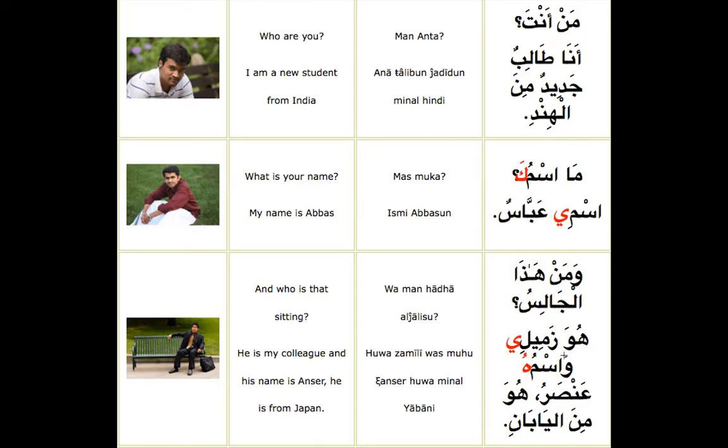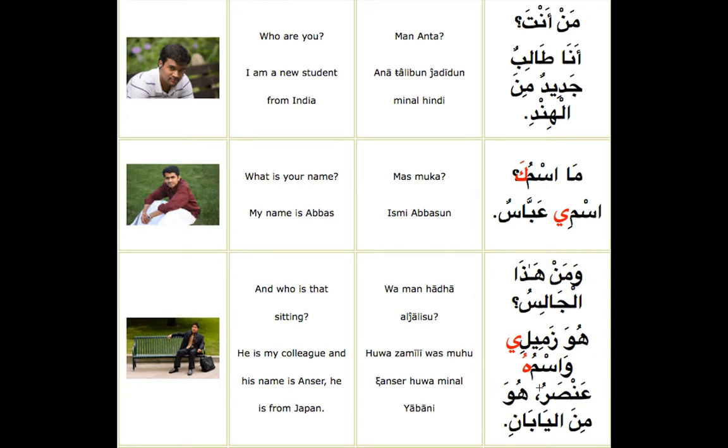You say huwa zamili. Zamil means colleague, who works with you in your office, in your school, wherever. So it's called co-worker, it's called zamil. When you say zamili, when you attach a ya, that means my colleague. So translate: he is my colleague. Wasmuhu, and his name, wasmuhu ansaru.